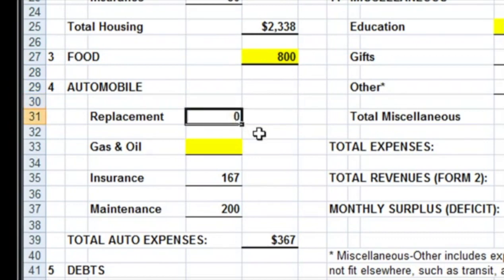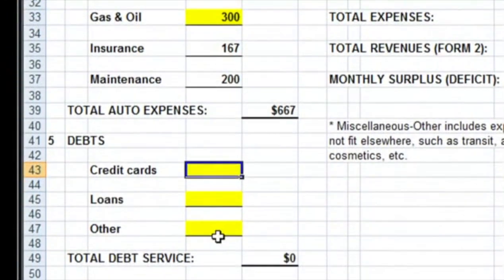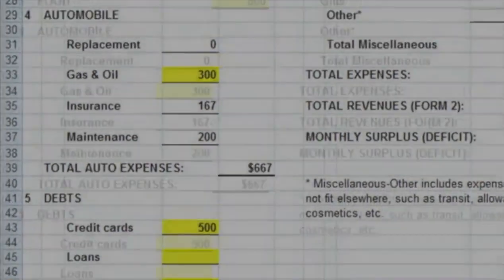Automobile replacement, that was calculated on Form 3. Remember, they should be saving for their next automobile, but they're not doing that. Gas and oil, they do have 2 cars, and right now they're spending about $300 per month. On their credit cards, they're only paying the minimum payment each month, which is not good, but that's all they're doing. That's $500 per month. And on their personal line of credit, they're just paying interest, and that works out to about $210 per month.